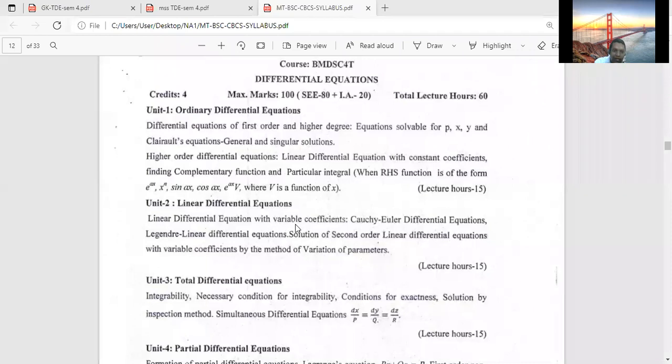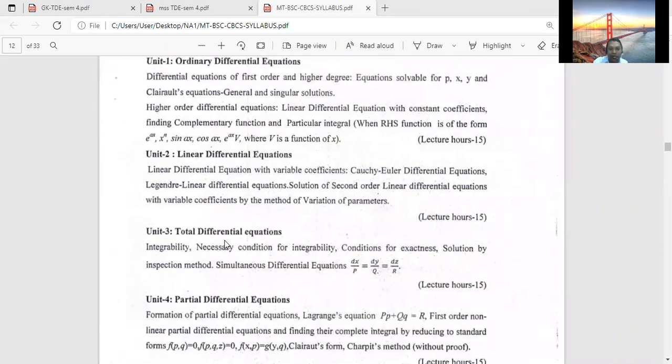You see, we are discussing total differential equations in the fourth semester. Here there are four chapters. First one is ordinary differential equations. Second one is linear differential equations. Third one is total differential equations. Fourth one is partial differential equations.